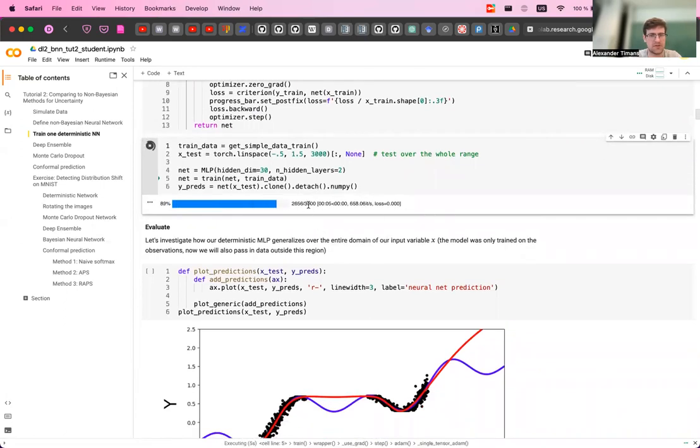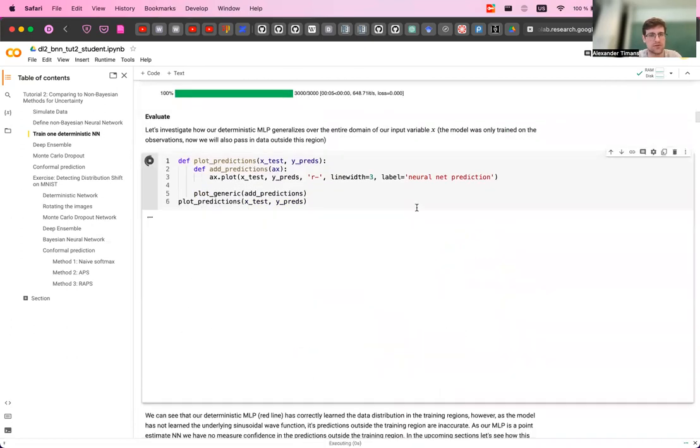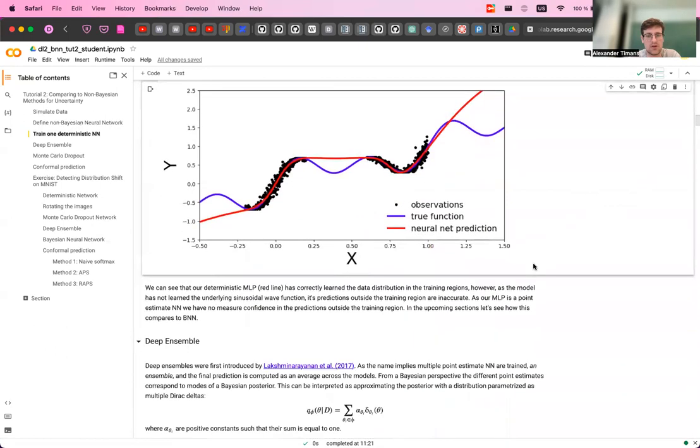So in particular, we have 3,000 samples. All right. And now we can plot the predictions. And so, yeah, we can see that it fits nicely wherever it's seen the data, and then in domains where it hasn't seen any data, it just kind of interpolates. And it's pretty far off the original true function.